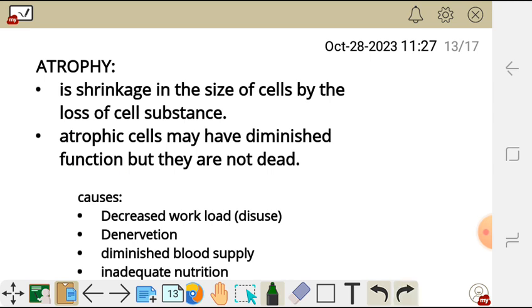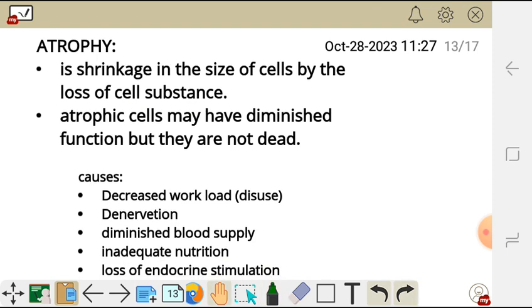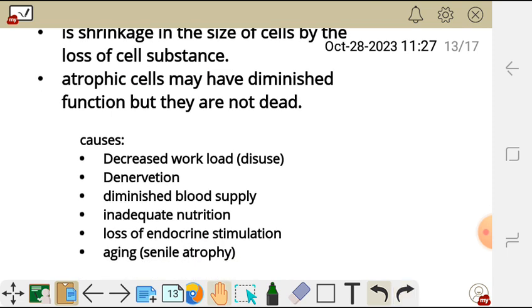But now, what are the causes of atrophy? What might cause a reduction in the cell substance? Some of the causes here are decreased workload or disuse. If the cell is not used, it is going to reduce in size.